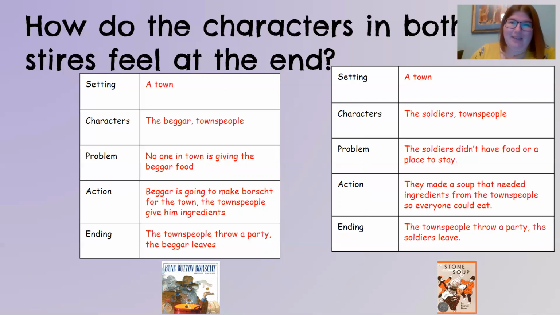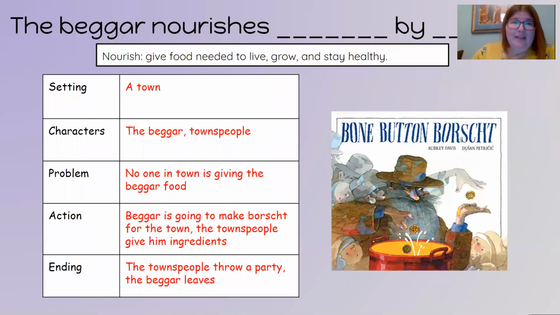Okay. Our last part today is using the sentence stem. The beggar nourishes blank by blank. So remember, nourish means to give food needed to live, grow, and stay healthy. So who did the beggar nourish? Go ahead and tell me. Right, the townspeople. So the beggar nourishes the townspeople by doing what? Go ahead and finish that.